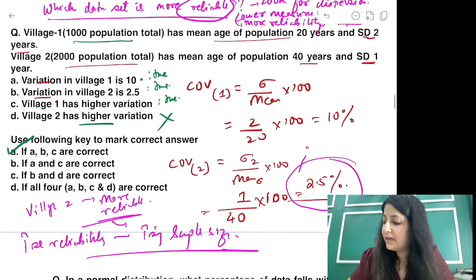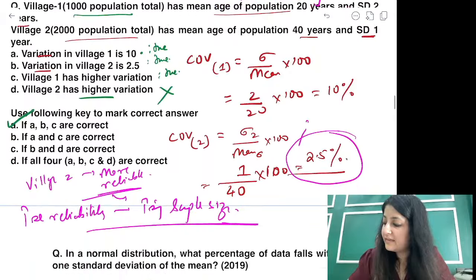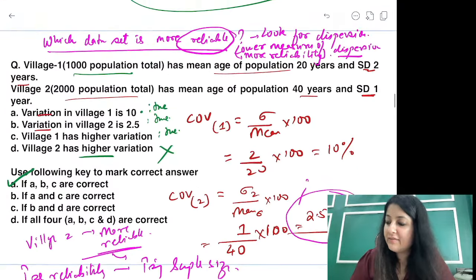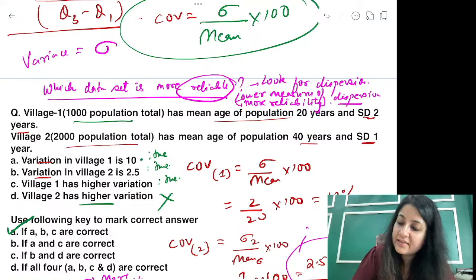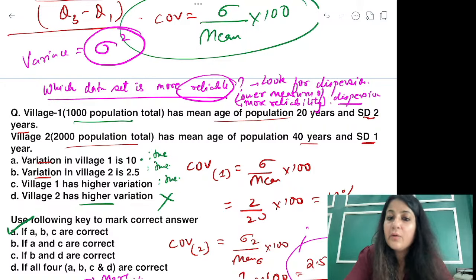There is also the formula for variance, everybody. What is the formula for variance? I'll just write it here. Please have a look guys. Variance is nothing, it is very simple. Variance is standard deviation square.